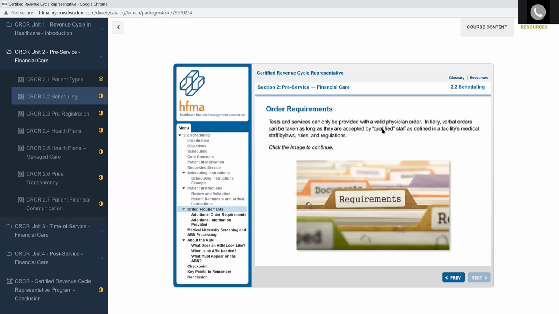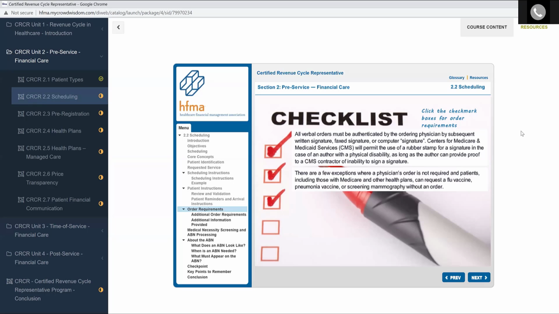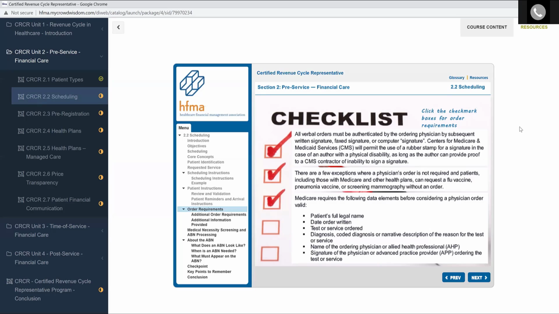Initially, verbal orders can be taken as long as they are accepted by qualified staff as defined in the facility's medical staff bylaws, rules, and regulations. So if we click the image, here's your checklist for order requirements. Verbal orders must be authenticated by the ordering physician by subsequent written signature, fax signature, or computer signature. CMS will permit the use of a rubber stamp in the case of an author with a physical disability as long as the author can provide proof.